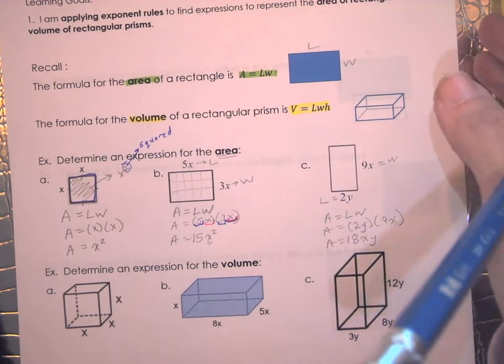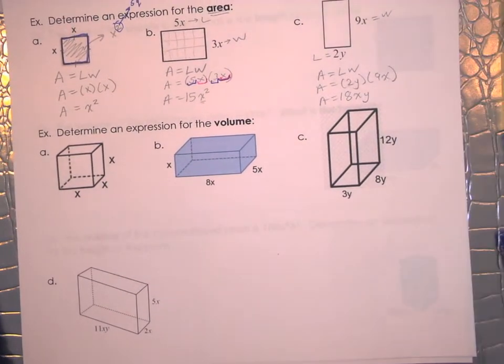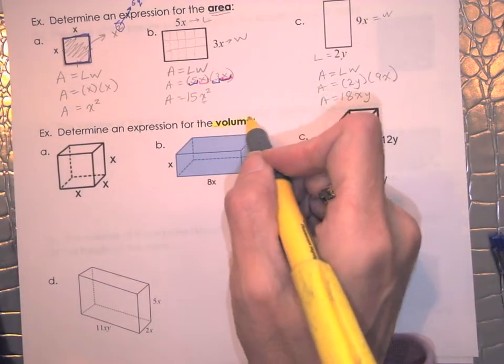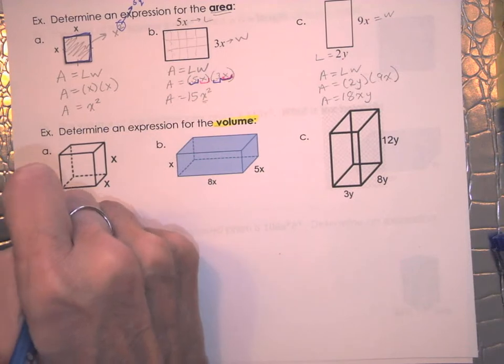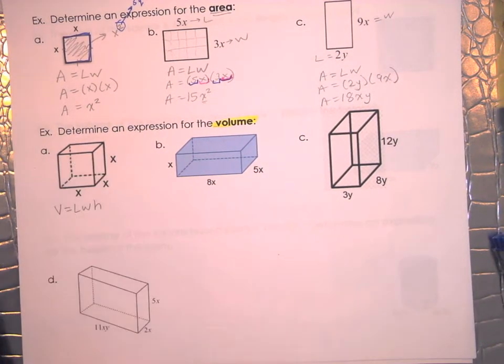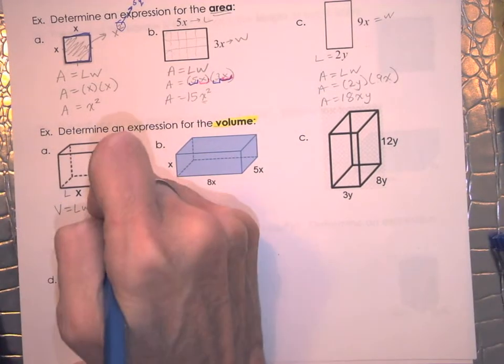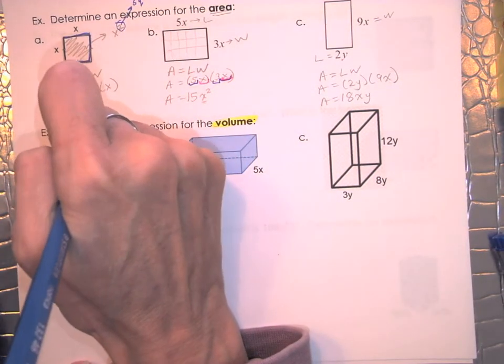All right, so we've done area here. Our next question is determining an expression for the volume. And we're still using rectangular prisms here. So for volume, to get the volume, you multiply length by width by height. I like to label them on, especially if there's 3 of them, to make sure I don't accidentally use one twice and leave one out. So here's my length, my width, and my height, and they're all the same, which means this is a cube.